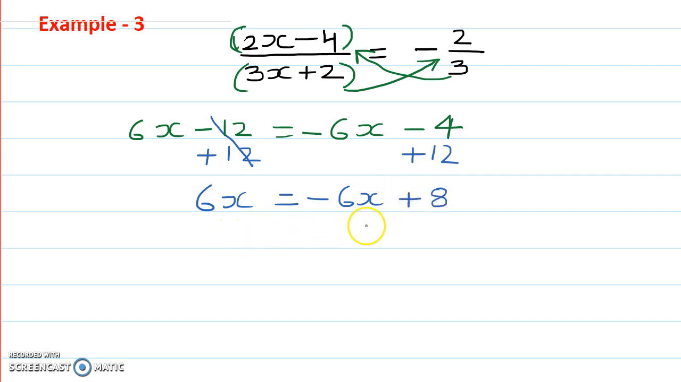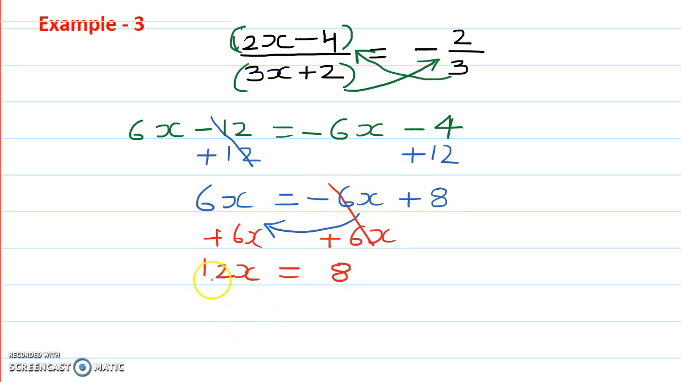Now we need to bring this 6x here. So how we can bring it? Just one thing. If we put opposite sign here, that is plus 6x here and plus 6x here. So what will happen? This 6x and 6x becomes 12x. They are no more with us. They are cancelled out, and 12x is 8.